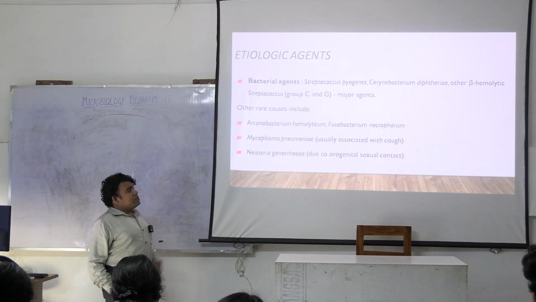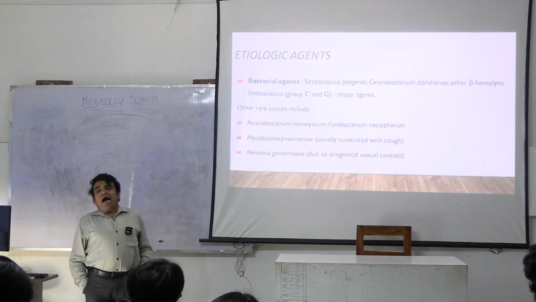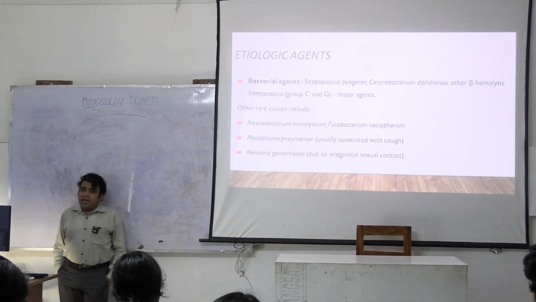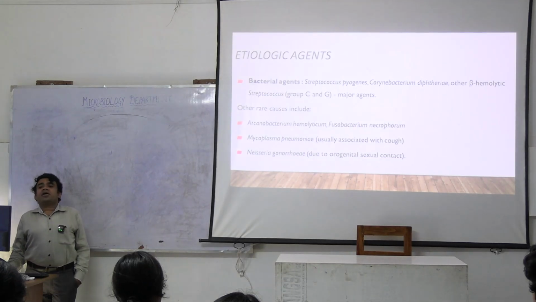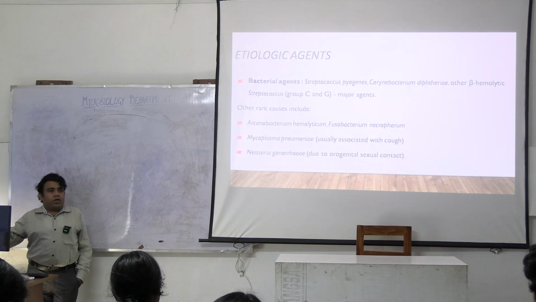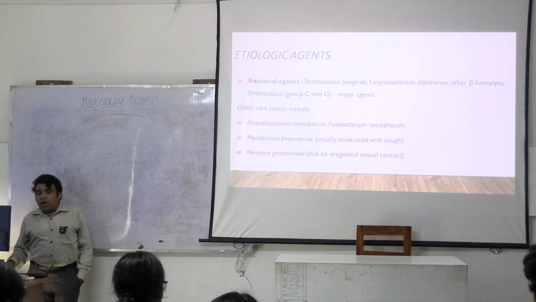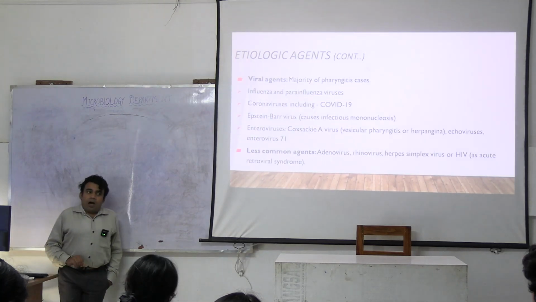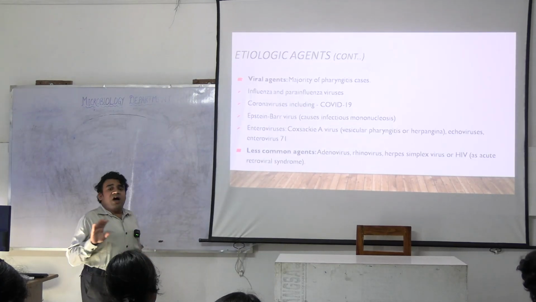Other than that, especially in young adults and teenagers, we can have Arcanobacterium haemolyticum, which is a frequent cause of pharyngitis, along with other causes like Mycoplasma pneumoniae and sometimes even Neisseria gonorrhoeae. Generally, we expect Neisseria gonorrhoeae to cause a sexually transmitted disease affecting the sexual organs. However, unnatural sexual behavior can even lead to infection of the pharynx by Neisseria gonorrhoeae. These are important, but most commonly we encounter viral pathogens.